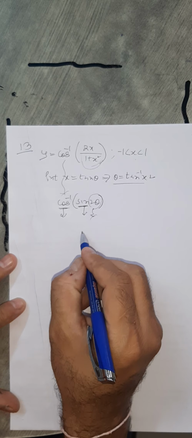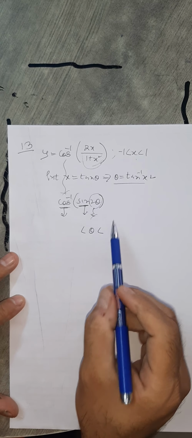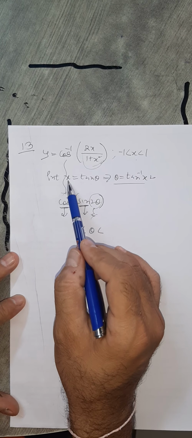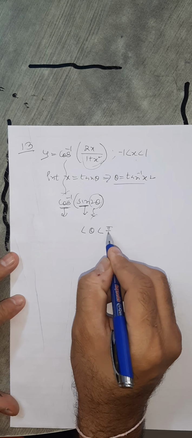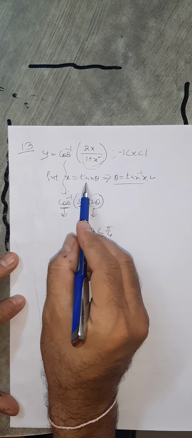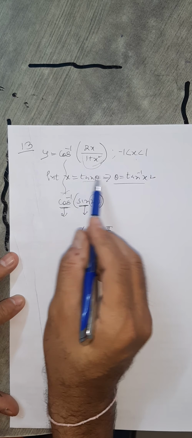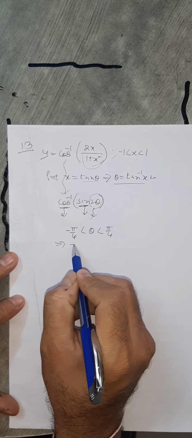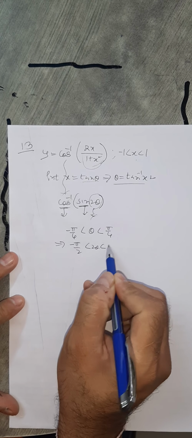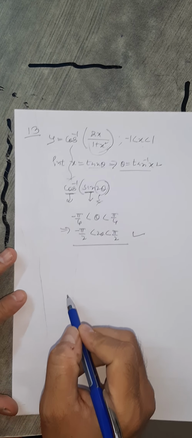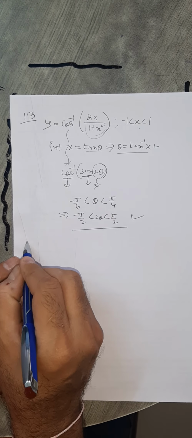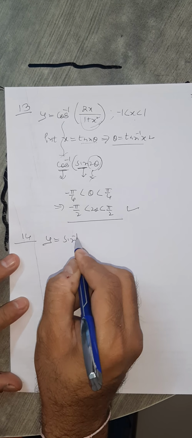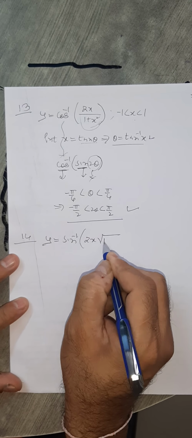What is the range of theta? Let me show you here. Put here minus 1 or 1. If I put 1, tan theta equals 1, so theta has to be pi by 4. If I put minus 1, for what value does tan theta become minus 1? Minus pi by 4. And then just multiply with 2. So minus pi by 2 is less than 2 theta, which is less than pi by 2. Right? And then just finish it. Okay. Question number 14 now. y equals sine inverse of 2x into root of (1 minus x squared).